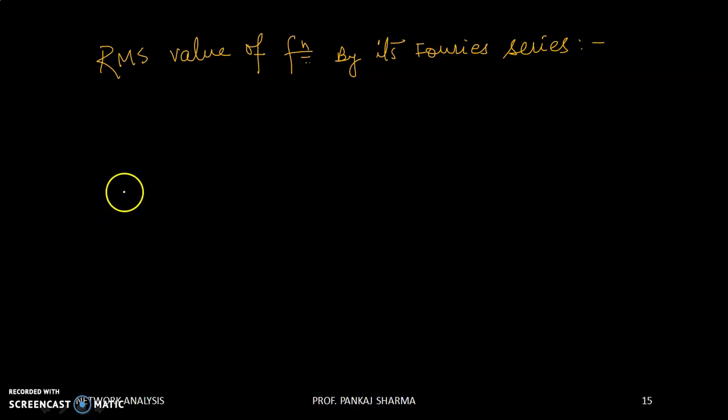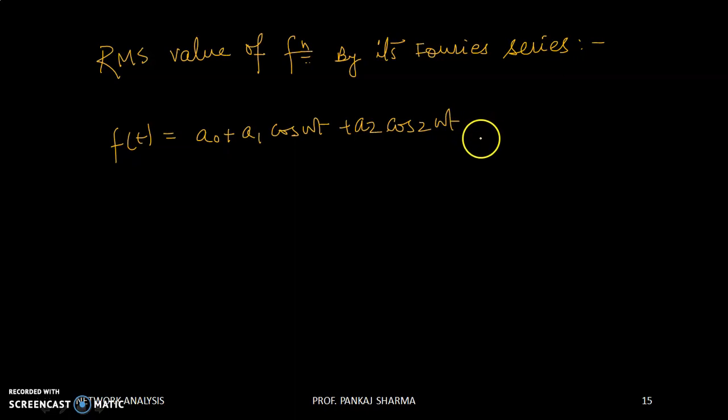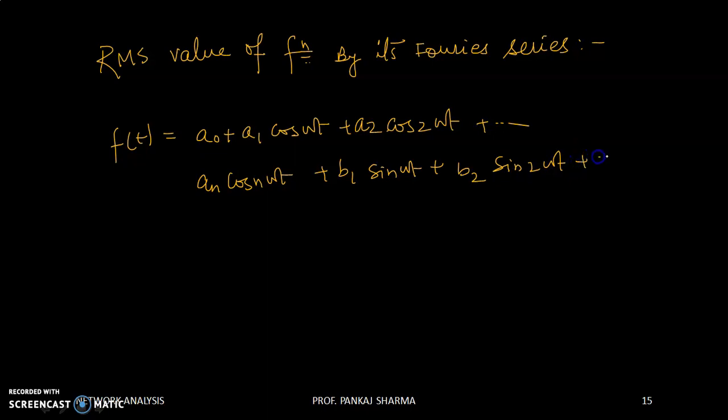And we have also seen that the Fourier series of any periodic function f(t) is given as f(t) is equal to a0 plus a1 cos omega t plus a2 cos 2 omega t plus dot dot dot an cos n omega t plus b1 sin omega t plus b2 sin 2 omega t plus dot dot dot bn sin n omega t.